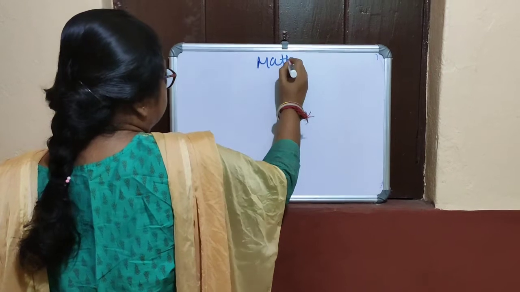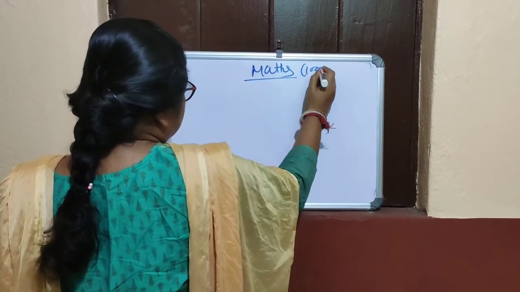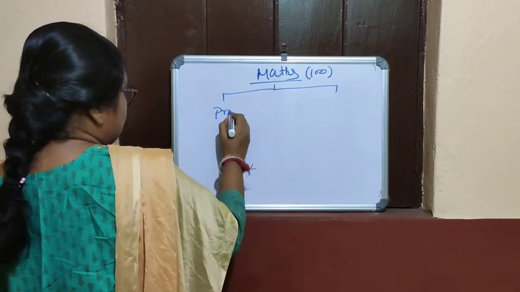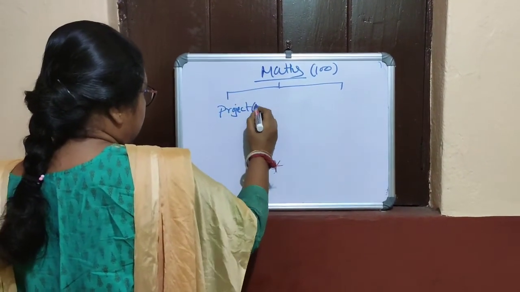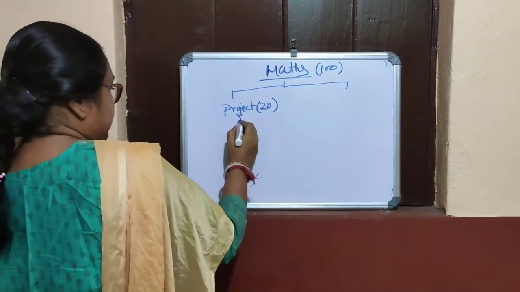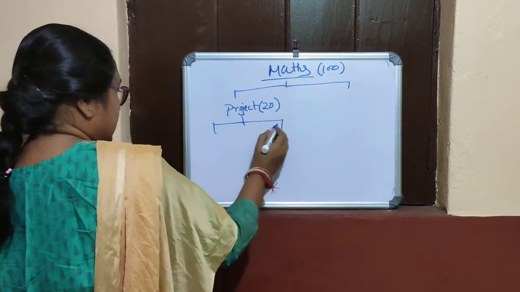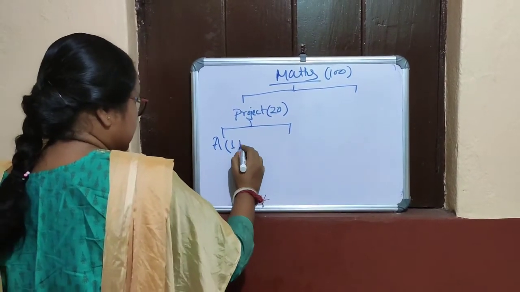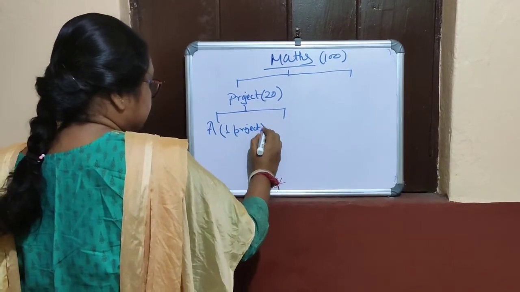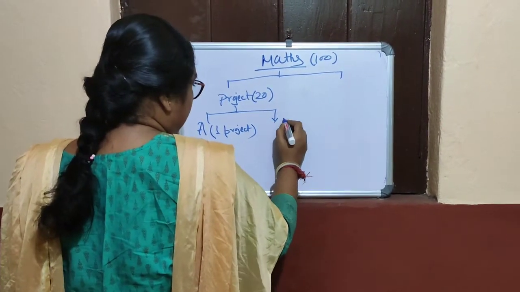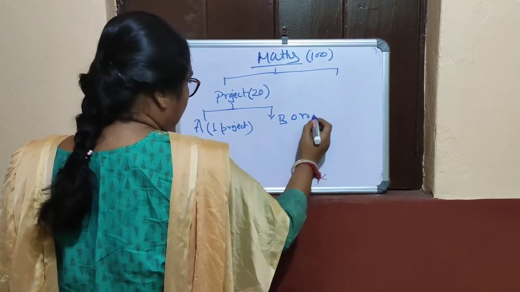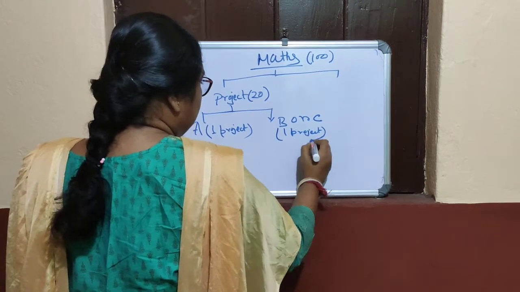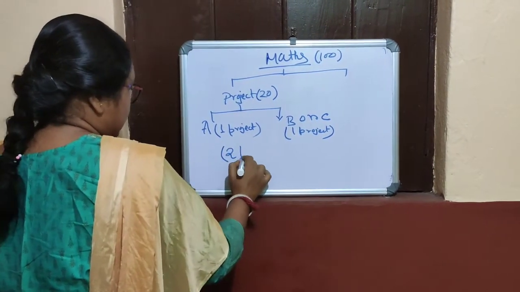Syllabus of Maths total 100 marks, having two parts. First one is project, 20 marks. Project having two sections. In section A you have to attempt one project, and you attempt either B or C, one project. Total you write two projects.